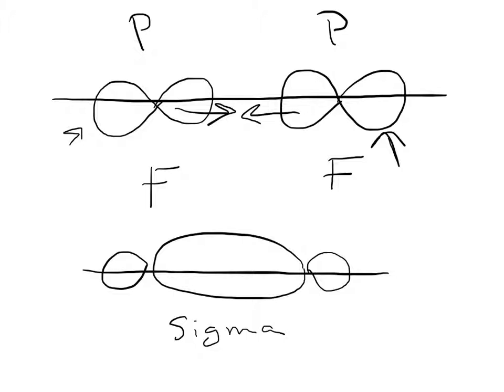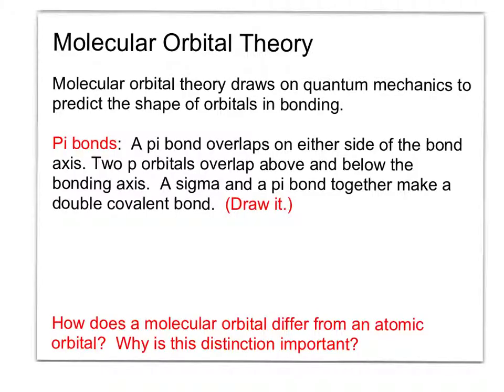You cannot mix and match, by the way, the overlap of s orbitals and p orbitals. Either the two bonding orbitals have to be s's or they have to be p's. Now, that explains single bonds. Pi bonds are going to help us understand double and triple bonds. A pi bond is defined as a bond where the orbitals overlap on either side of the bond axis. Two p orbitals might overlap above and below the bonding axis.